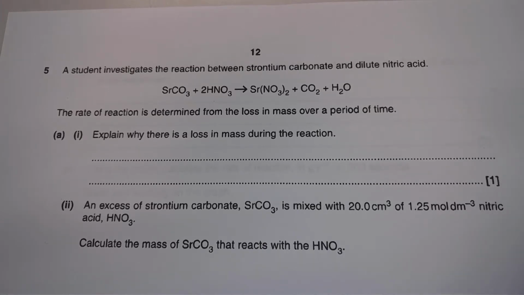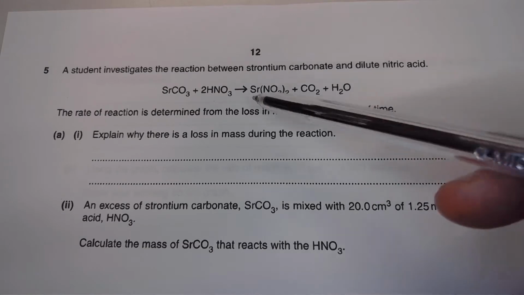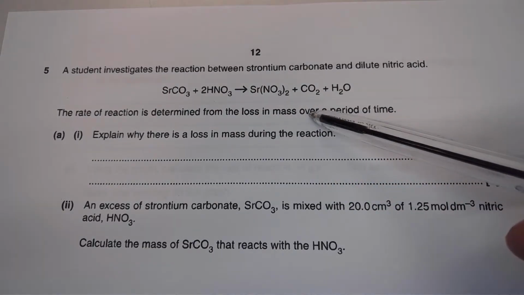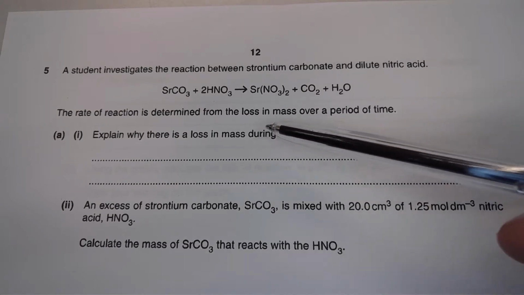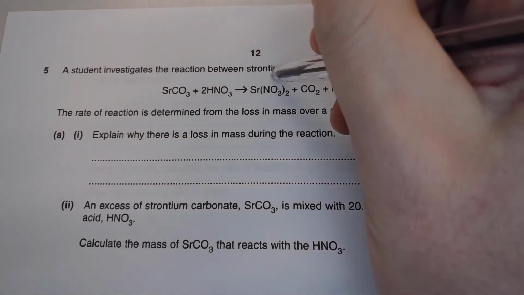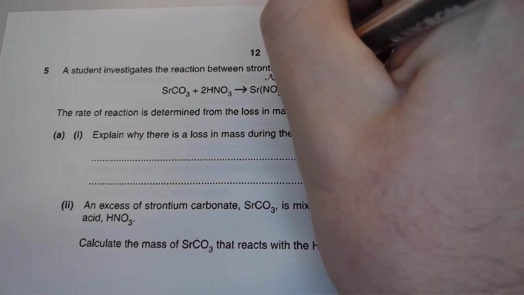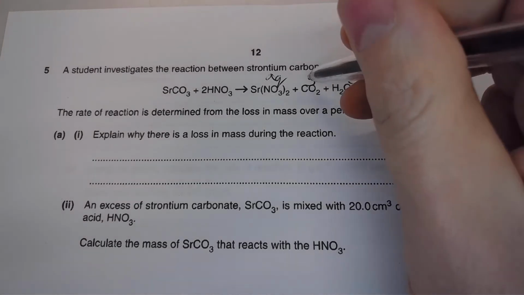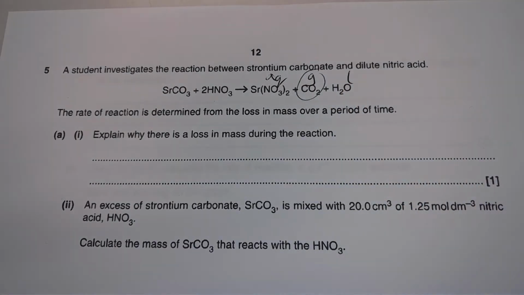Okay, a question like this, have a look at what's happening. We've got a carbonate and an acid, against salt, carbon dioxide and water. So over a period of time the mass goes down. Here we've got to think about the state symbols. This will be aqueous, this will be gas, this will be liquid. So we're losing gas. Carbon dioxide will be lost as time goes on, so the mass will go down.